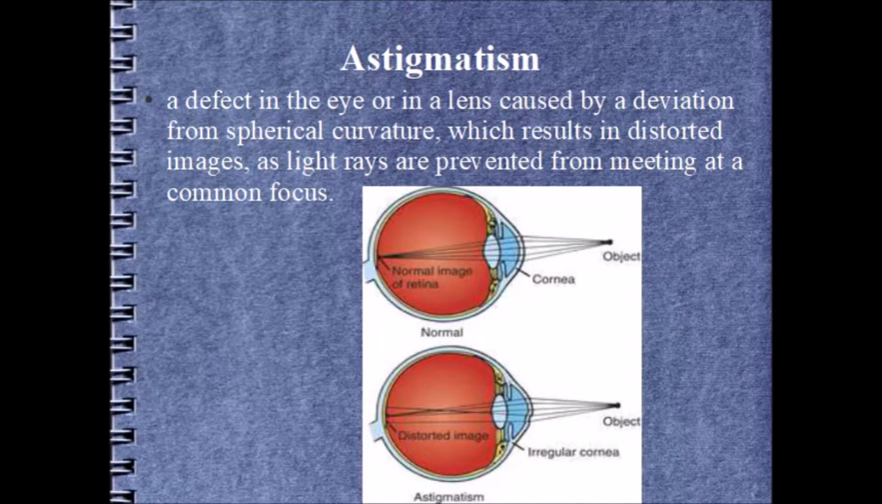Here is astigmatism, and what is it? Astigmatism is the defect in the eye or in the lens caused by a deviation from spherical curvature, which results in distorted images as light rays are prevented from meeting at a common focus. So when the light enters your eye, it isn't in the normal spherical curvature that it's supposed to be, so the light gets kind of distorted, and it causes an astigmatism, and it makes it hard to focus.